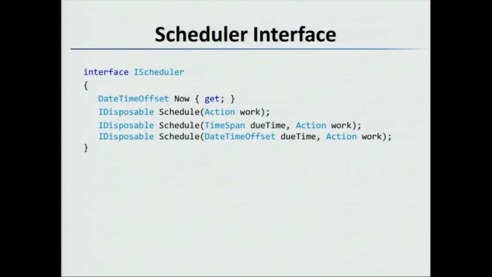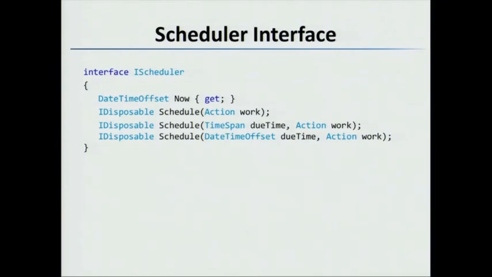So the interface for schedulers includes 3 basic operations plus the clock. So Now is the clock here, which allows you to get back the current time according to the scheduler. You can also ask the scheduler to do a piece of work. You give it an action, and it returns you back something that allows you to cancel that action. You can ask it to also do work at a relative time from now, as well as an absolute time from now. And this is the general interface.